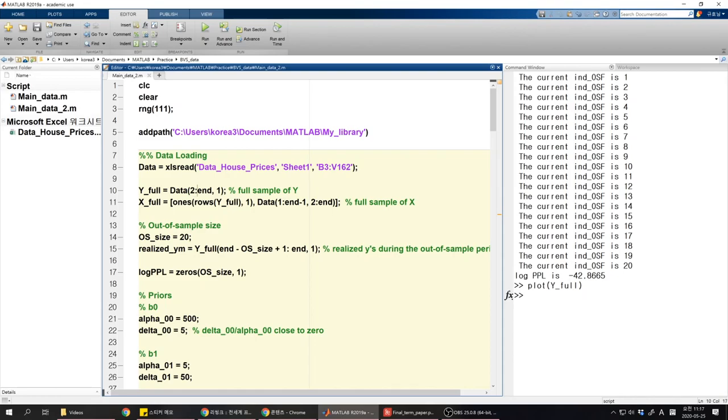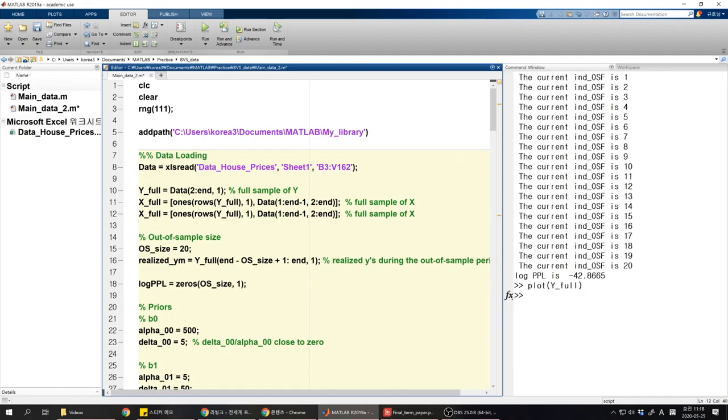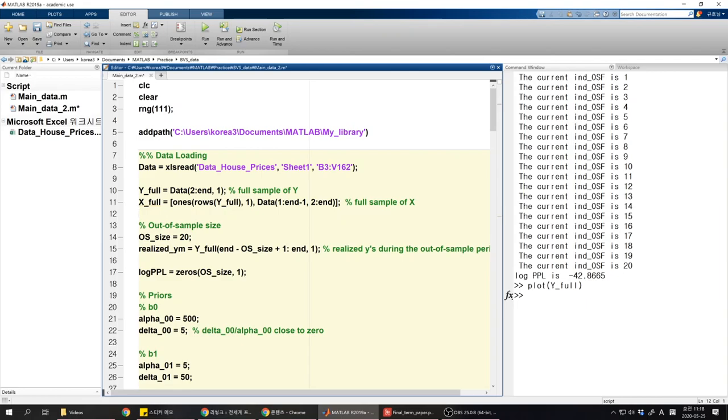Again, here the dependent variable starts at 2 and ends at end, and the independent variable starts at 1 and ends at end minus 1, because this is a prediction model. At time t minus 1, you have data up to time t minus 1, and forecast the dependent variable at time t. That's why we use lagged variables. You shouldn't use data like this, 2 to end. This is wrong.